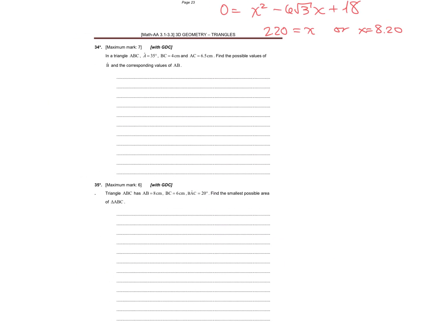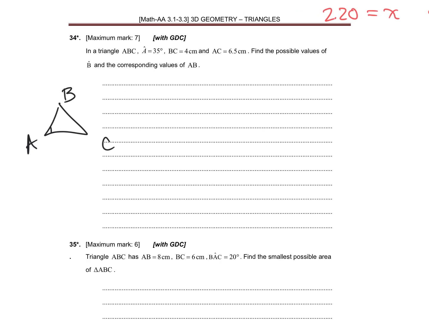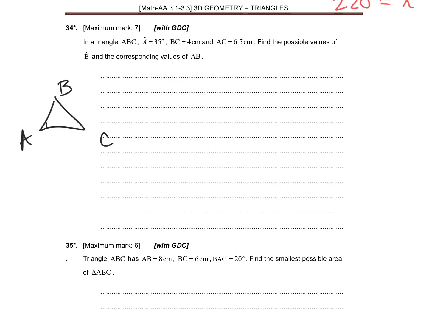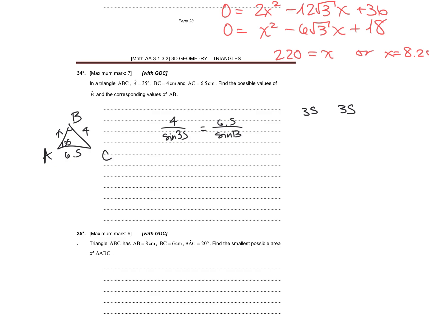Okay, 34. In a triangle ABC, A is 35. BC is 4, AC is 6.5. Find possible values of B and corresponding values of AB. Okay. All right. So we need to do sine rule. 4 over sine 35 equals 6.5 over sine B. So we're going to have 35 and 35.